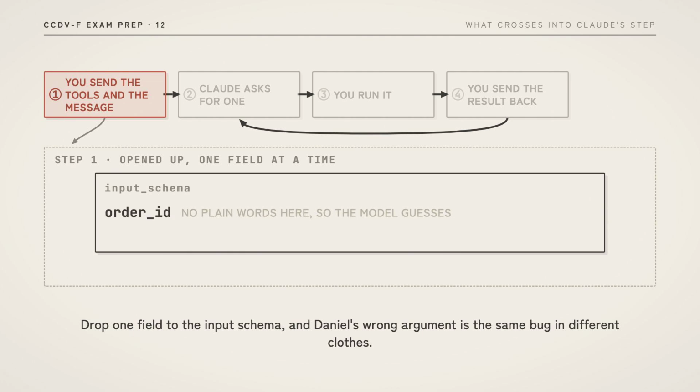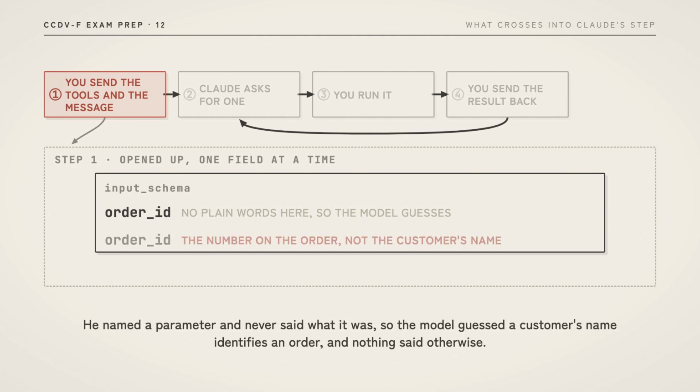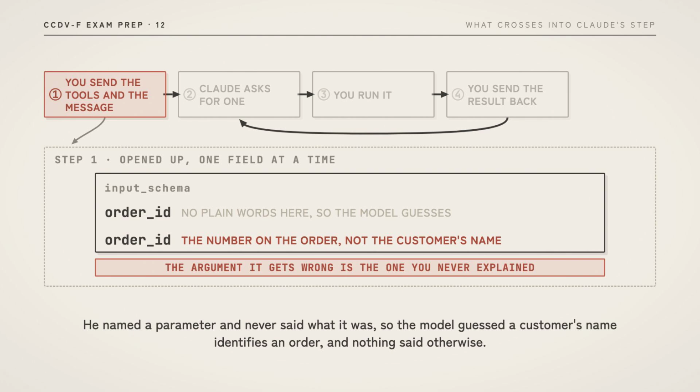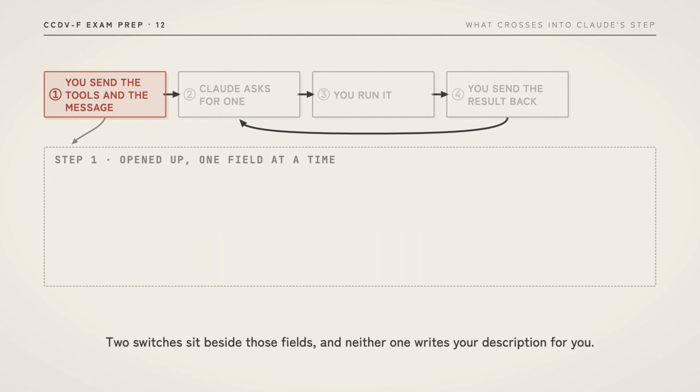Drop one field to the input schema, and Daniel's wrong argument is the same bug in different clothes. He named a parameter and never said what it was, so the model guessed a customer's name identifies an order, and nothing said otherwise. 2 switches sit beside those fields, and neither one writes your description for you.